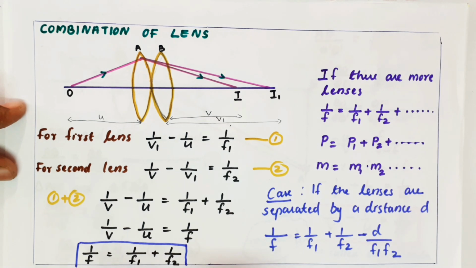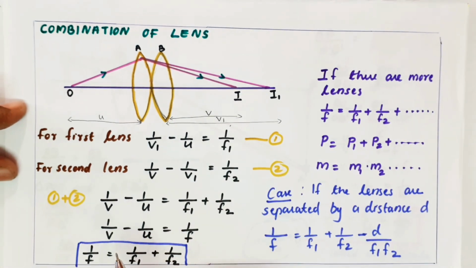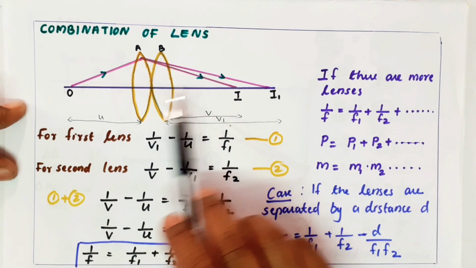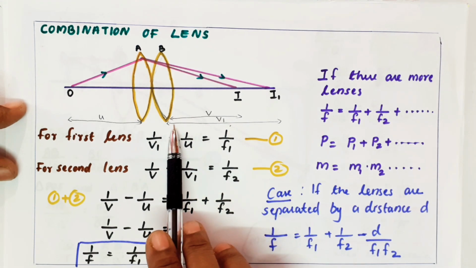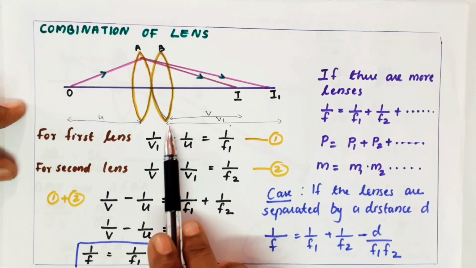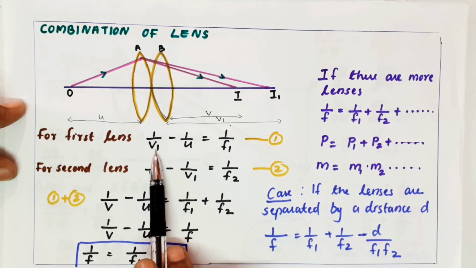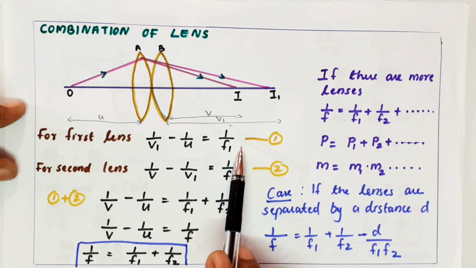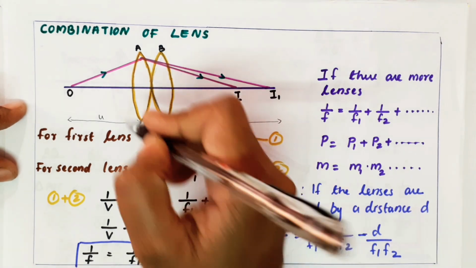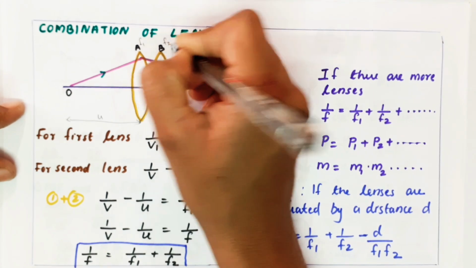Okay. Now after that you have to use the lens formula for two lenses. For the first lens, you know that your object distance is u and the image distance I put as v1. So you can write the lens formula 1 by v1 minus 1 by u equals 1 by f1. Because we are taking the focal length of the first lens as f1 and the focal length of the second lens as f2.